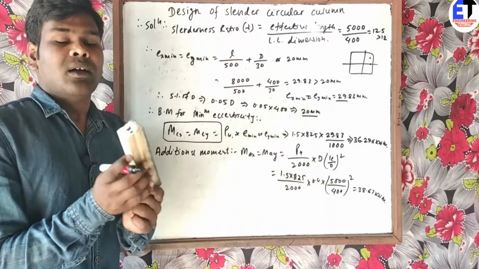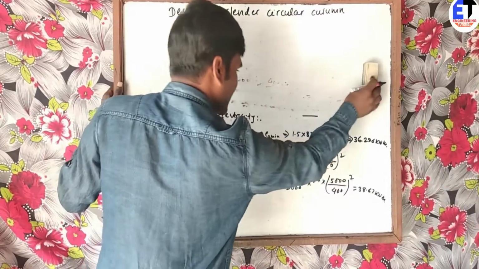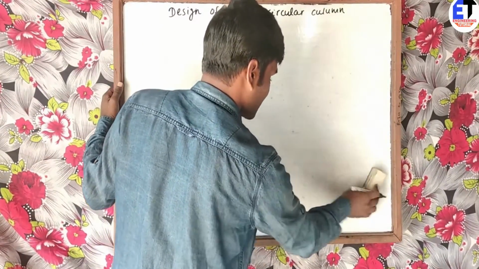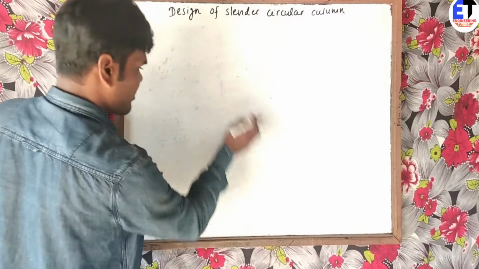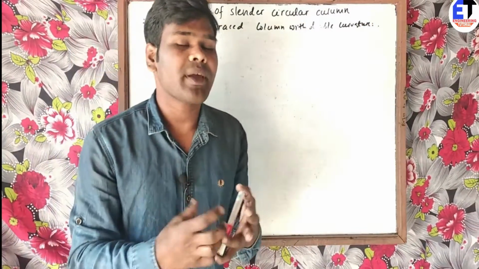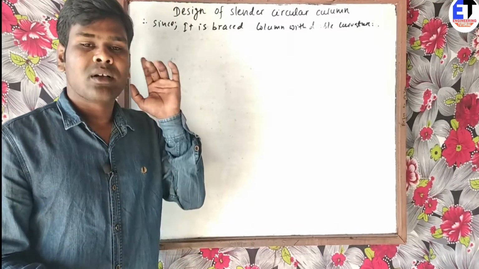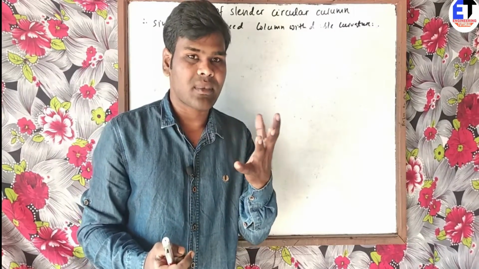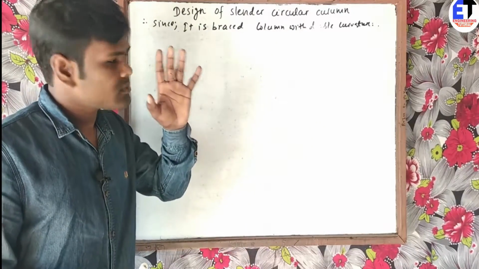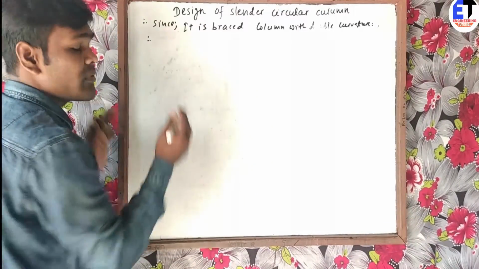Since the question said that the type of circular column is double curvature, we have the formula for the double curvature. Let's write. Since we are going to calculate the initial moment. What is the initial moment? The initial moment is generated by the external force. External force means that in the question the moment is given at the top level and at the bottom level. So from that moment we are going to calculate the initial moment.